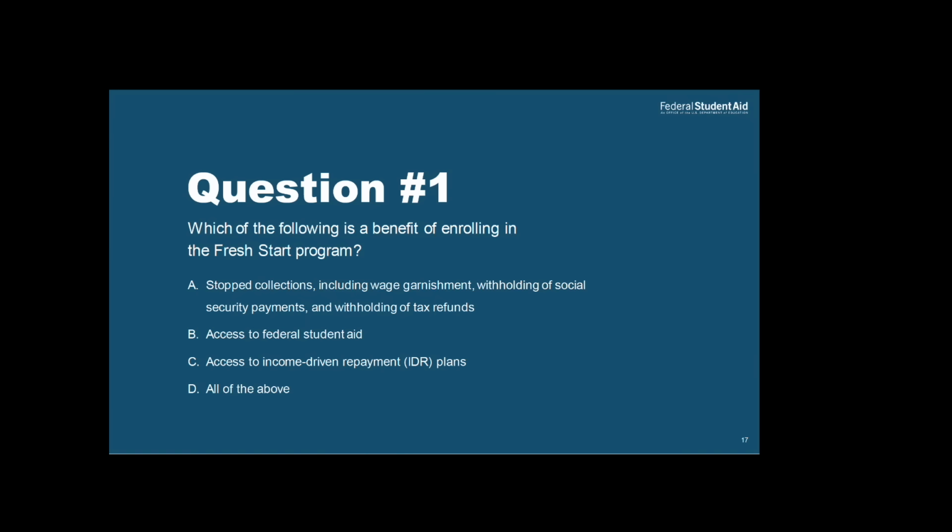Is it A, stop collections, including wage garnishment, withholding of Social Security payments, and withholding of tax refunds? Is it B, access to federal student aid? Is it C, access to income-driven repayment plans? Or is it D, all of the above?